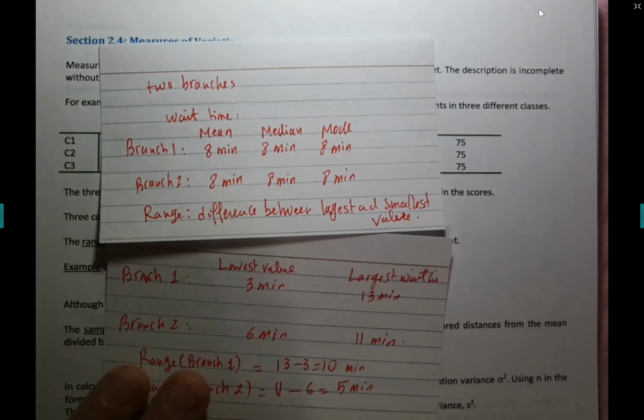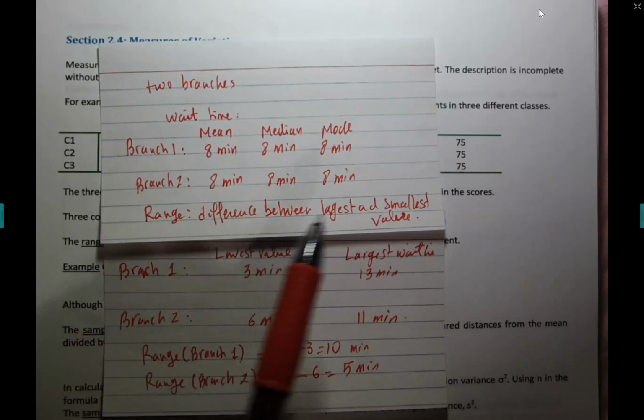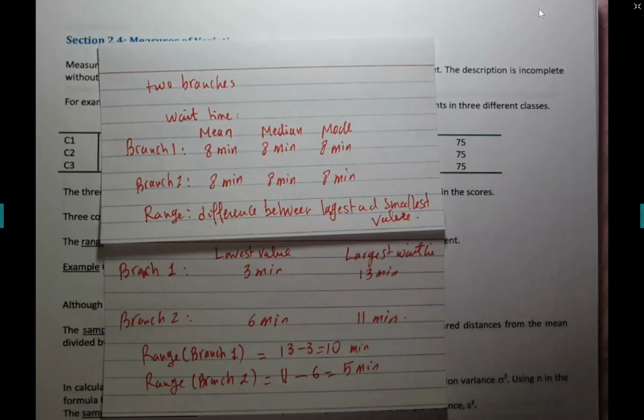Can you make a decision now, guys, which branch you should go to? You can say yes, I'm going to go with the branch that has the lowest range, which is 5 minutes. That would be okay. But there is a drawback of using the range just to make this kind of determination. I don't know, guys, if you can think what's the disadvantage of using the range just from the definition of the range. Look, the range is the difference between the largest and the smallest value.